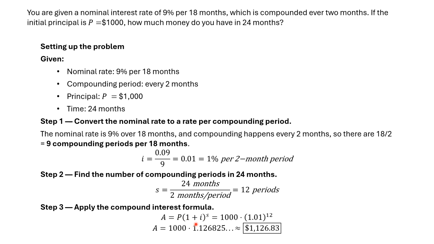And then we can plug that into our formula, the alternate formula I gave you on the other page. So it will be 1 plus I to the S, and that is just 1,000 times 1.01 to the power 12, and of course you need to use a calculator there. So I have 1,000 times this number raised to the 12th power, and that's approximately $1,126.83.